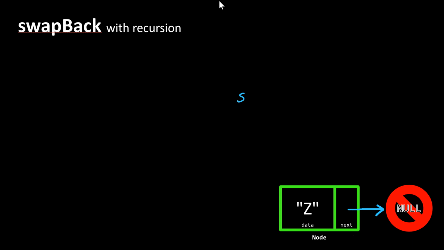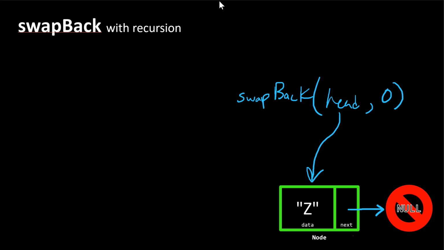So let's imagine we're working on a call to swap back, and the head node that we're working with is this node down below, a single node singly linked list. And the index that we're trying to swap back, let's say, is indeed 0. Well, this is a base case because there's no node for us to swap back with, right? The very next node is null. That means we can't swap ourselves back.